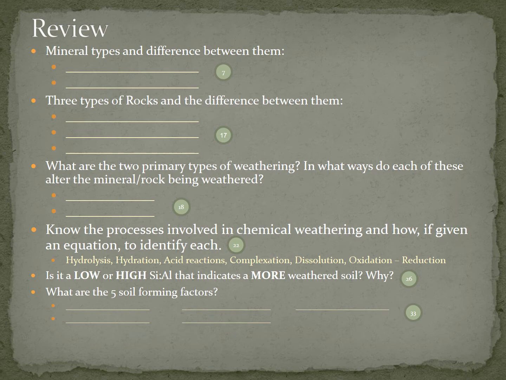What are hydrolysis, hydration, acid reactions, complexation, dissolution, and oxidation reduction? Be able to identify them, but don't spend too much time on that. Is it a low or high silica to aluminum ratio that indicates a more weathered soil, and why? And what are 5 soil forming factors?